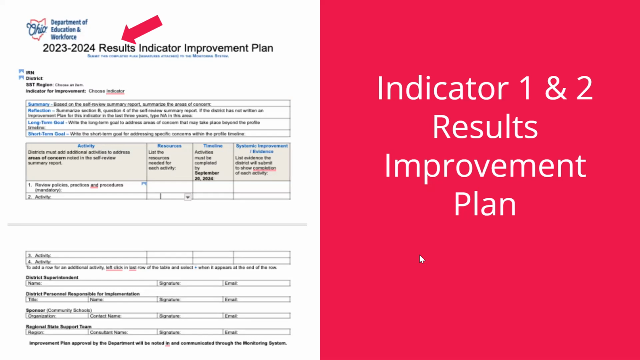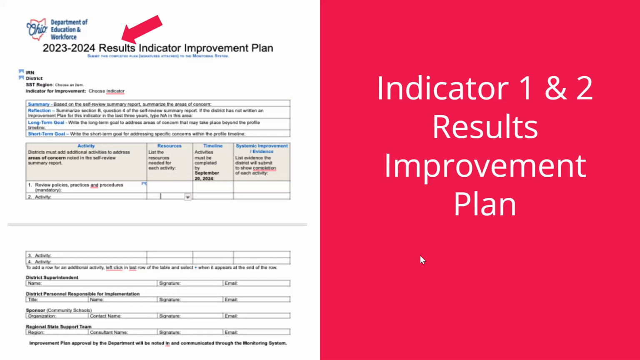And you will notice that you will summarize, based on your self-review summary, your area of concern, your reflection, what's your long-term goal, what's the short-term goal, and reaching your short-term goal comes down to different very specific activities that you will use to address the area of concern or areas of concern that you've identified through the SRSR process. We'll look at some of these other dates in a minute.